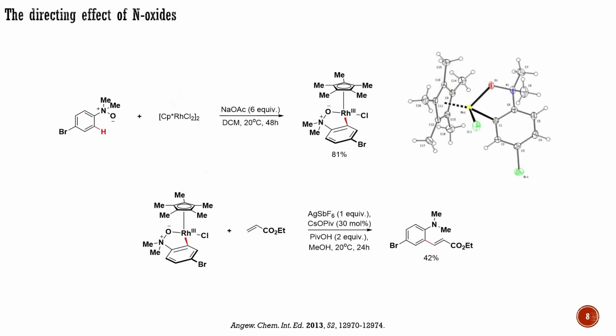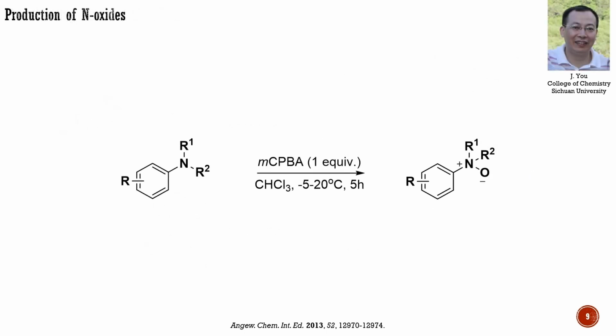The directing effect of N-oxides was demonstrated by isolating the cyclometalated intermediate presented here, which, in the presence of acrylate, leads to the formation of olefinated aniline in a 42% yield. The preparation of starting N-oxides is quite simple and can be achieved by oxidizing aniline derivatives with meta-chloroperoxybenzoic acid.